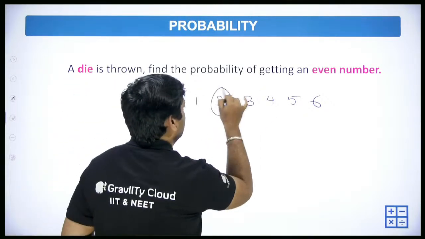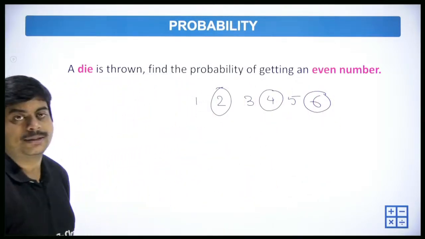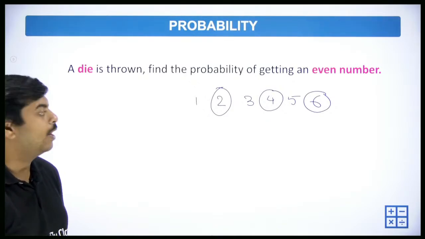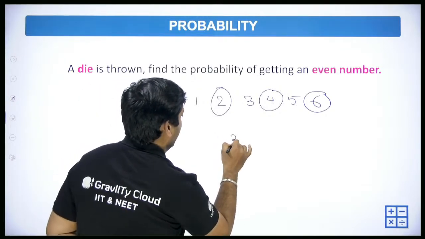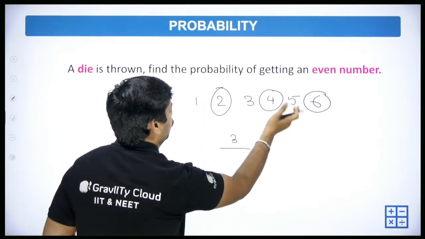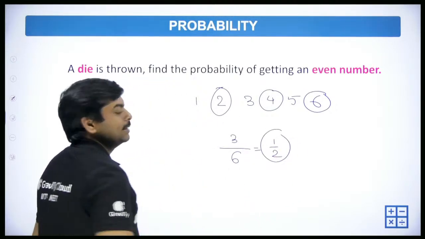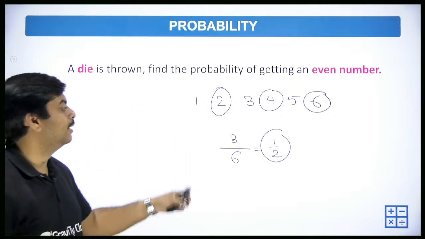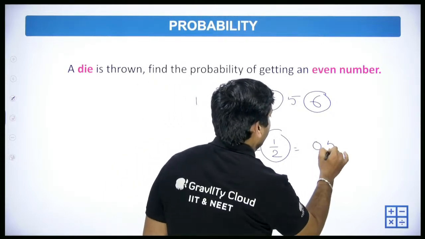So this is the first one, this is the second one, and this is the third one. So these are 3 numbers, right? So we have a total of 3 cases. So 3 by 6, which is 1 by 2, right? So the probability of getting an even number is 1 by 2, or if you divide 1 by 2, you will get 0.5 as the probability.